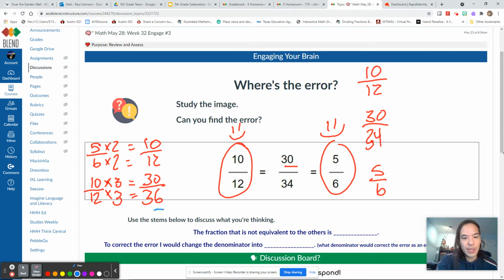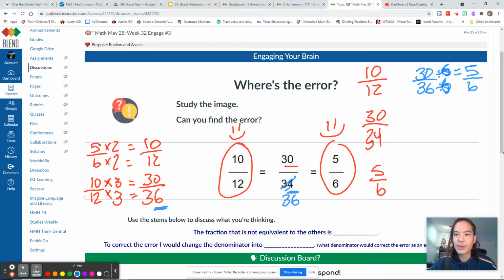So what we just realized right here is we have a digit that is incorrect. For finding an equivalent fraction to 10 twelfths and 5 sixths, it's actually not 34. It would be 36. So 30 36ths would be an equivalent fraction. Once again, if we divide 30 36ths by 6, we would get 5 sixths, right? 30 divided by 6 is 5, 36 divided by 6 is 6.